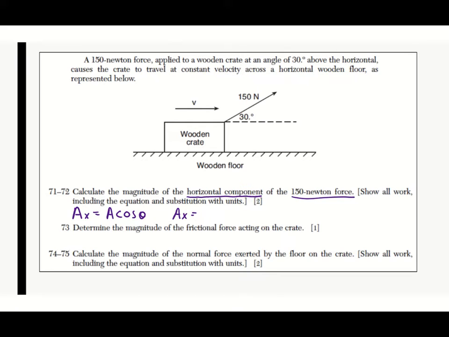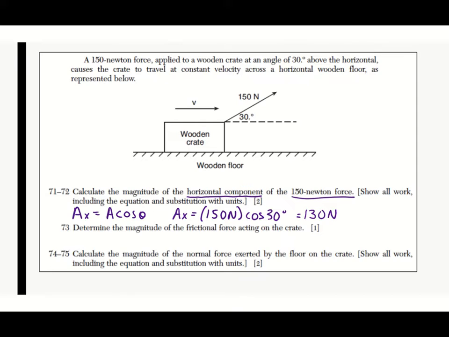A is our vector quantity. That's 150 newtons because that's the vector we're focusing on. Cosine of the angle, 30 degrees. In your calculator, you'll probably get 129.9, or you could round it up to 130 newtons. Either one's okay, as long as you know how to round accordingly. So 130 newtons is the answer for this part.